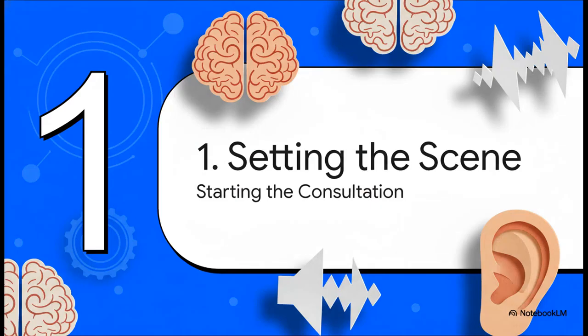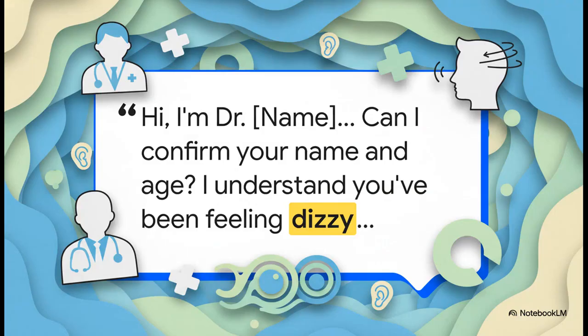All right, first up, Section 1, setting the scene. Those first few moments are so important. They really set the tone for the entire consultation. This is your script. Seriously, use these exact words. You introduce yourself, confirm who you're talking to, and then you get consent to ask questions. It's simple, it's professional, and it immediately helps the patient feel more comfortable.